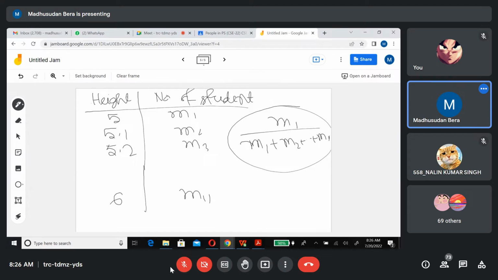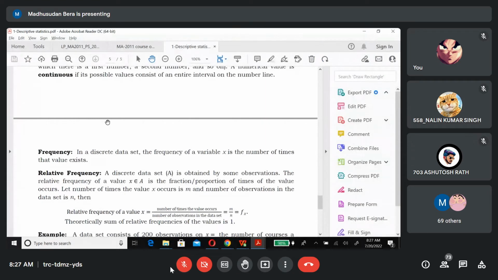So for a particular object, how many times it occurs, that thing is called frequency. If we add all the frequencies, that is called total frequency. So total frequency is m1 plus m2 up to mn, whatever is given. And frequency divided by total frequency is called relative frequency. So what is the relative frequency of 5.2? m3 divided by m1 plus m2 up to m11. Are frequency and relative frequency clear? Yes, sir.